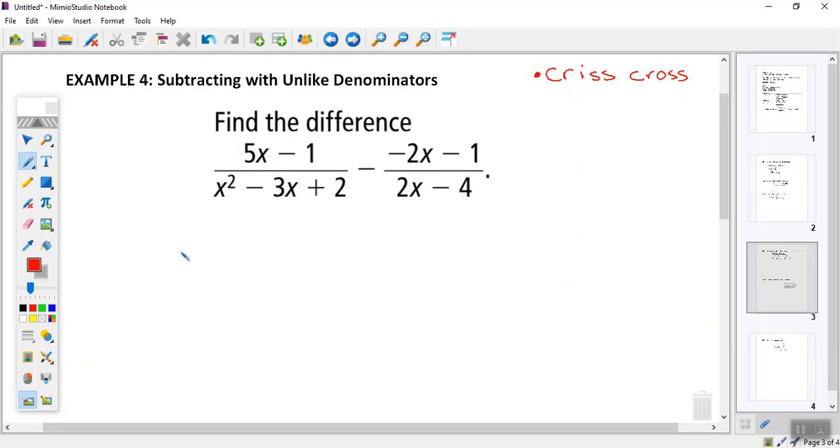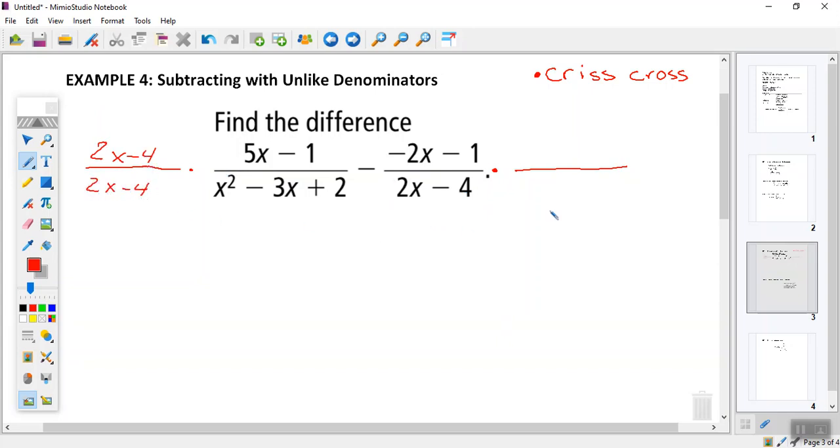Okay. So what I did here is we multiplied this rational function on the left by something in the form of 1. And over here on the right, we multiplied by a form of 1. Now, crisscrossing means take this denominator, 2x minus 4, and put it where? So I'm going to have 2x minus 4 over 2x minus 4.